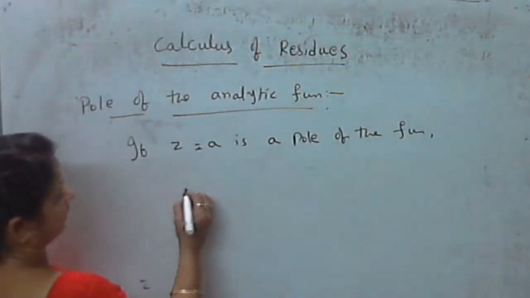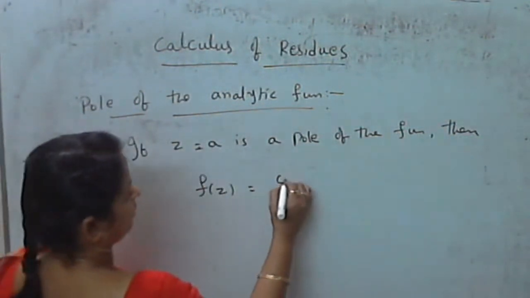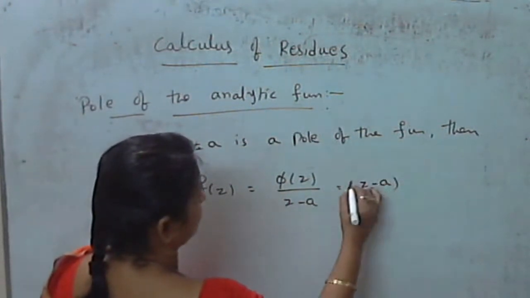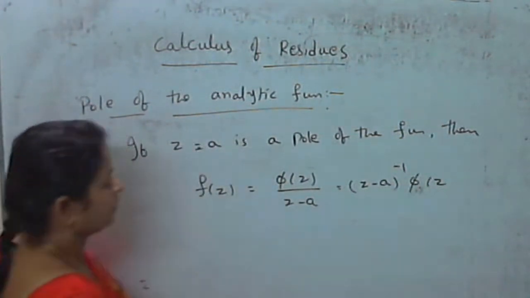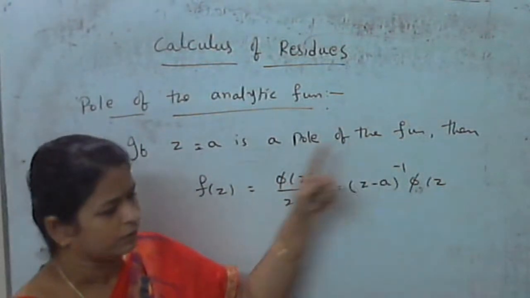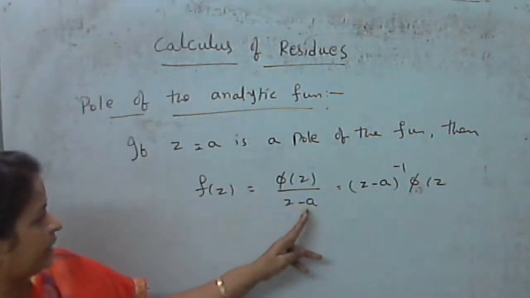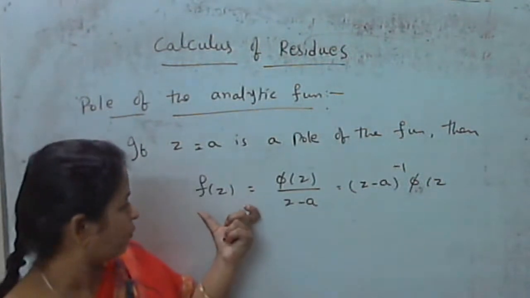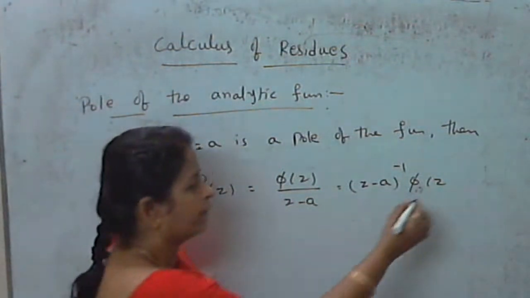then f of z can be written as pi of z by z minus a, or z minus a whole power minus 1 into pi of z. So if f of z can be written as pi of z by z minus a, then z equal to a is a pole. At z equal to a, the function cannot be analytic. So that point z equal to a is called a pole of the function.